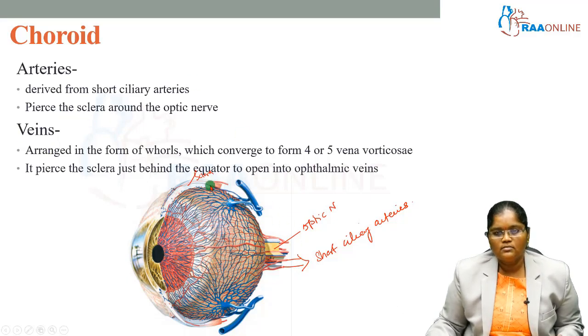The veins in the vascular coat are arranged in the form of whorls. They converge and form a single vein called the vortex vein or vena verticosa. There are around 4 veins. Here we have exposed only 2 veins. This one pierces the sclera just behind the equator to open into the ophthalmic veins. So finally, the 4 vortex veins drain into the ophthalmic vein. So the choroidal layer contains only arteries and veins. In addition to that, there is a pigment called melanin pigment, which gives the dark color to the choroid.